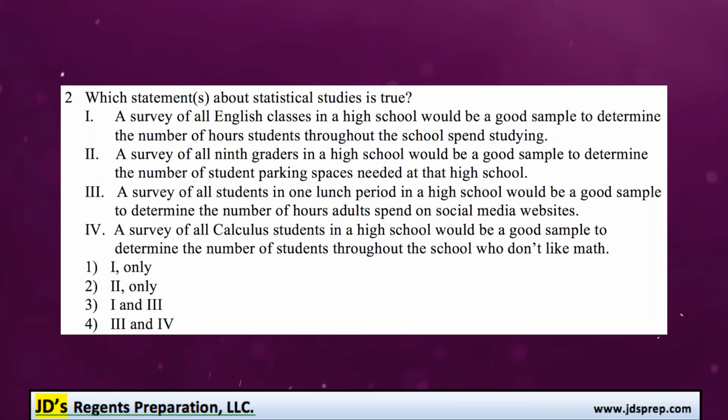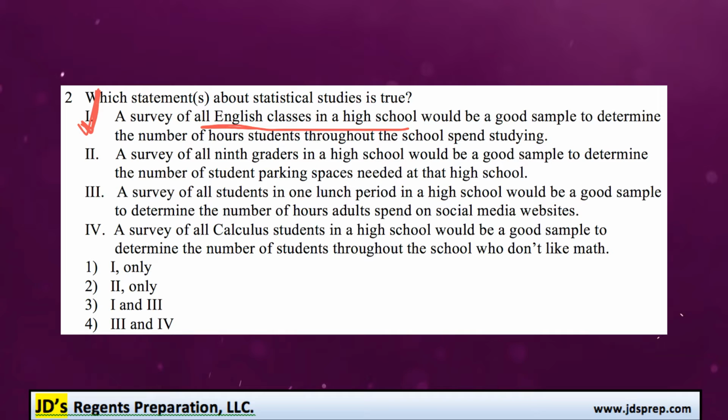A survey of all English classes in high school would be a good sample to determine the number of hours students throughout the school spend studying. So we need to think, is there any bias? If all English classes in a high school, is there a bias to the number of hours they spend studying? And there certainly would not be. So that would totally be an allowable study to do.